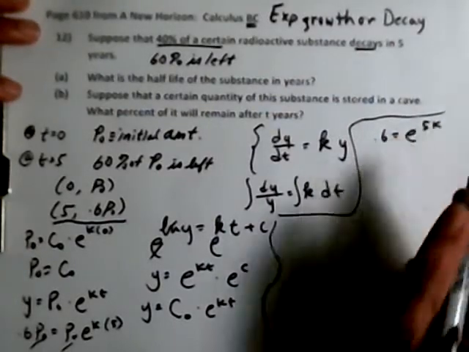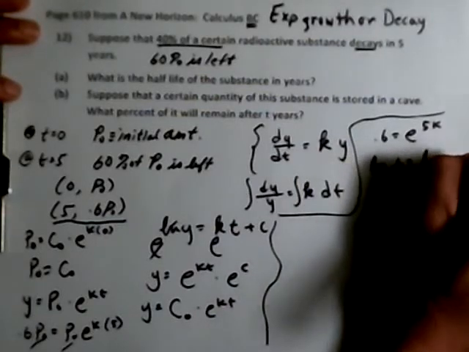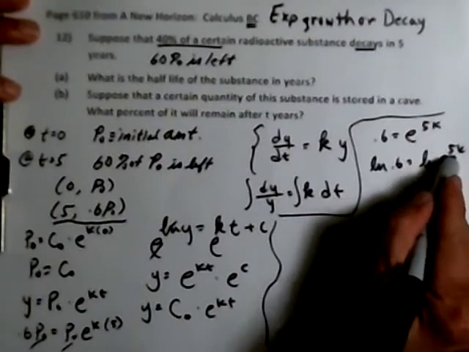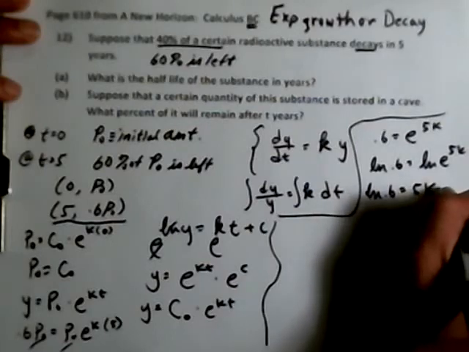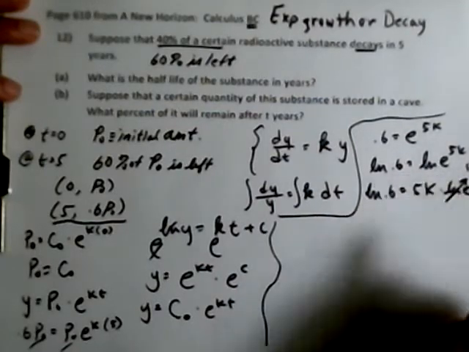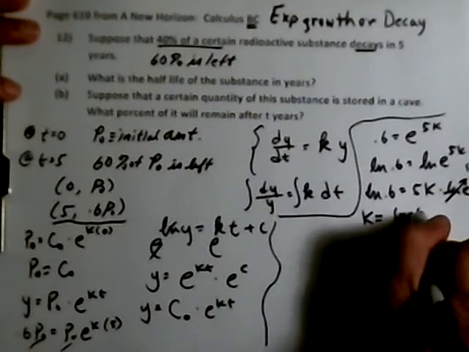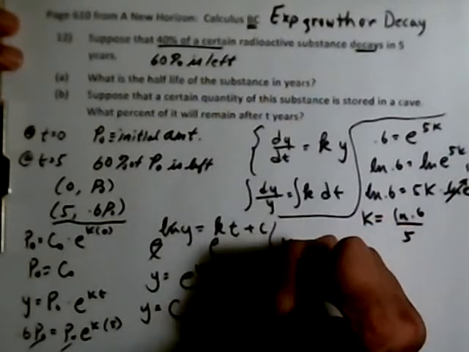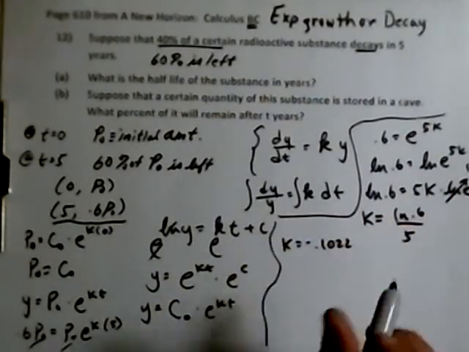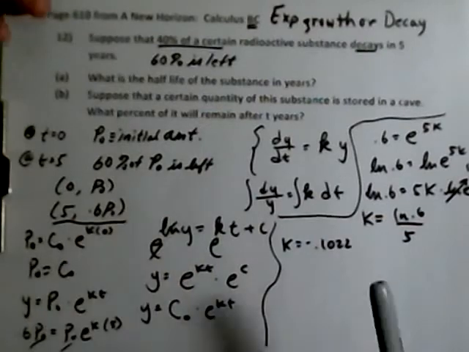And since the variable is in the exponent, we take the natural log of both sides. Natural log of 0.6 is equal to natural log of e to the 5k. Notice the beauty of logs, the exponent comes down. Natural log of 0.6 is equal to 5k times natural log of e. We know that the natural log of e is 1. Solving for k, k is equal to the natural log of 0.6 divided by 5. K turns out to be, of course, negative 0.1022. And so part A asks, so let's write it in.